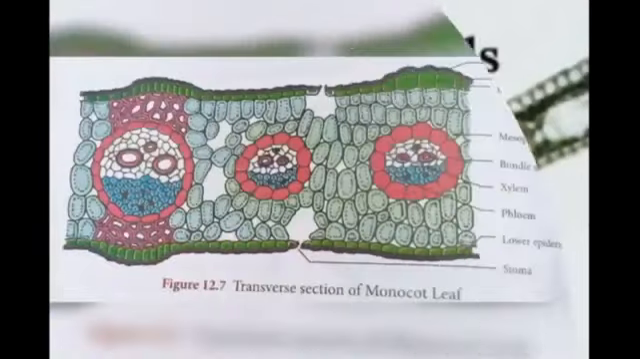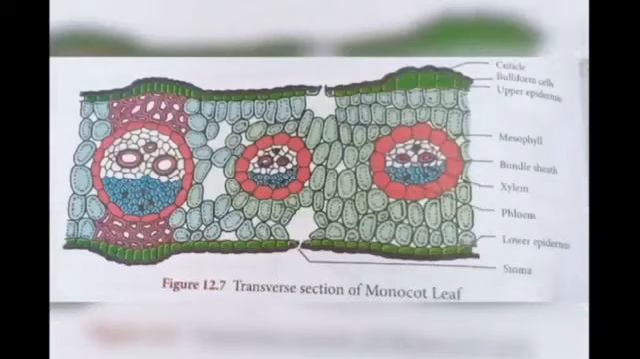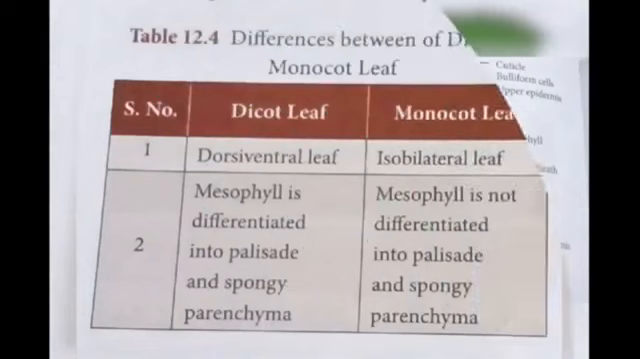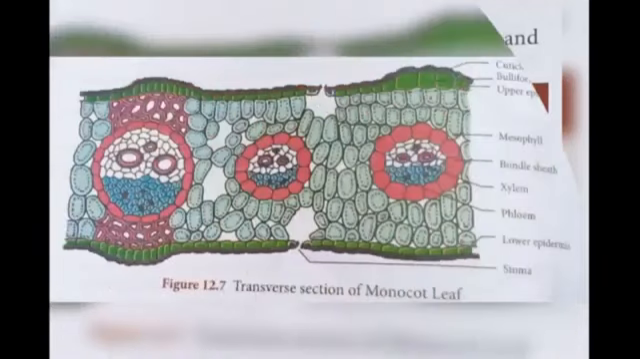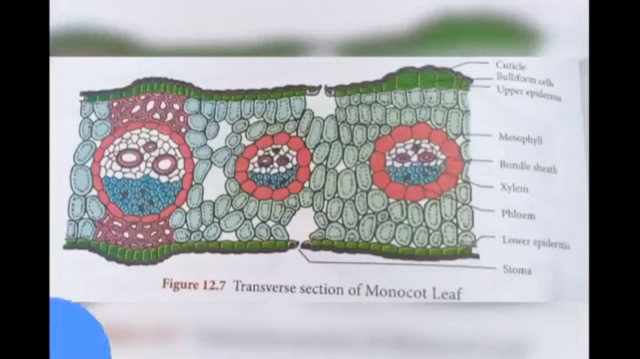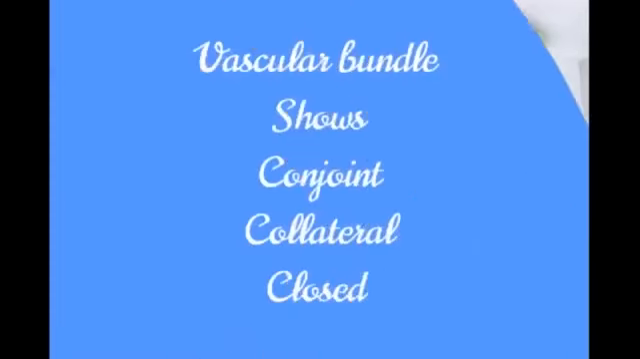You can find in this picture the bulliform cells are very much enlarged. Second, the mesophyll tissue is not made up of two different types of tissues. Hence the monocot leaf is isobilateral, as mesophyll is not differentiated into palisade and spongy. It is made up of only one kind of tissue. This is the basic difference between the monocot and dicot. Other than that, they have the same kind of conjoint, collateral and closed vascular bundle.